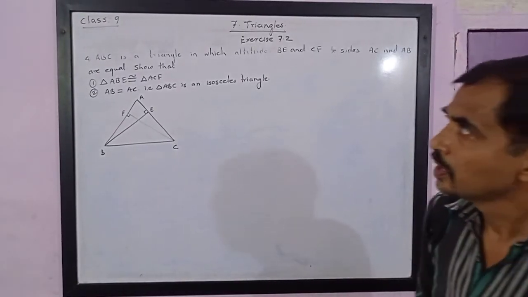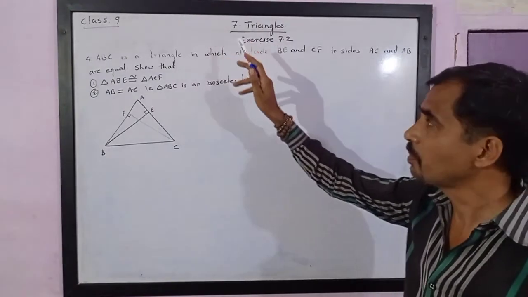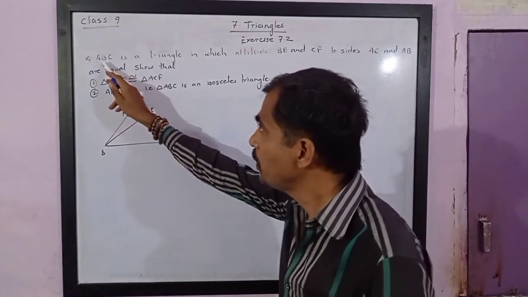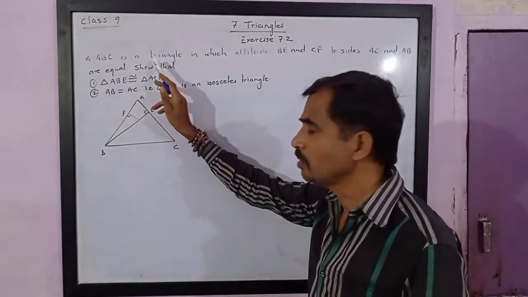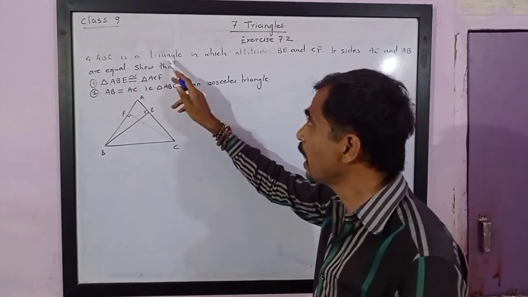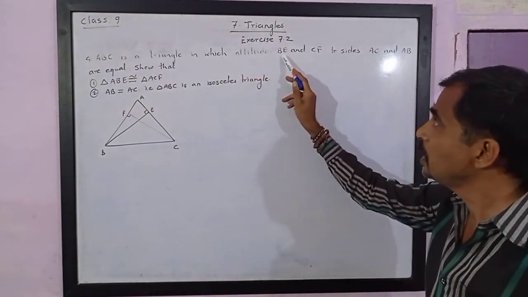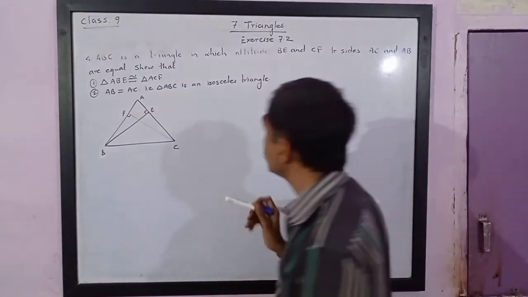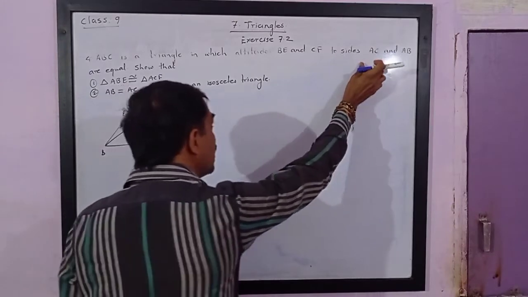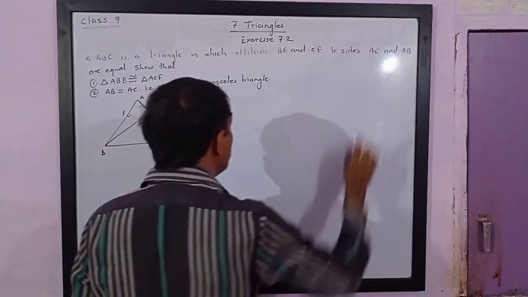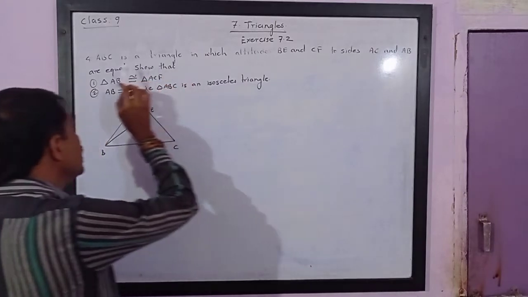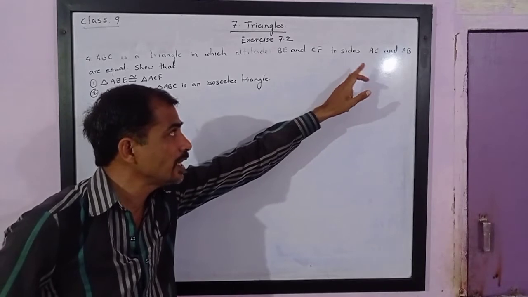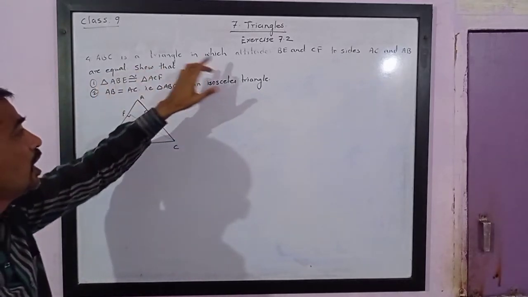Dear friends, in class 9 we are studying the 7th chapter and exercise 7.2. In the fourth question, ABC is a triangle. Please pay attention. The board may not be visible. ABC is a triangle in which altitudes BE and CF, on two sides AC and AB, are equal. It is given that BE is the altitude to side AC and CF is the altitude to side AB, and these altitudes are equal. Please note here altitudes are equal.